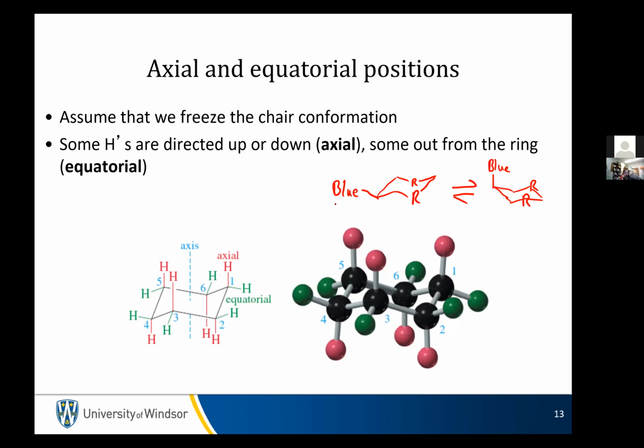And then we call the other one axial, because it is vertical. It is in the axis of the chair. So this is axial, and that says axial, not axid. And this is equatorial. So we have these two different forms.